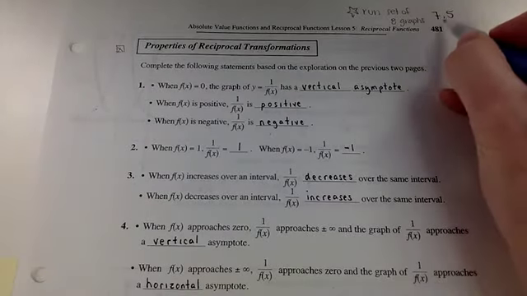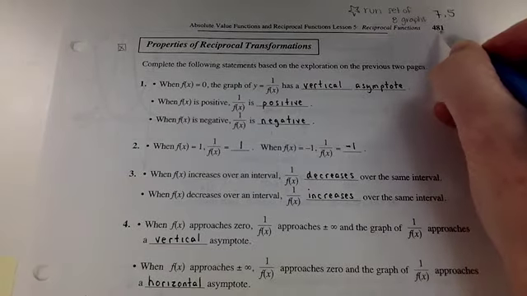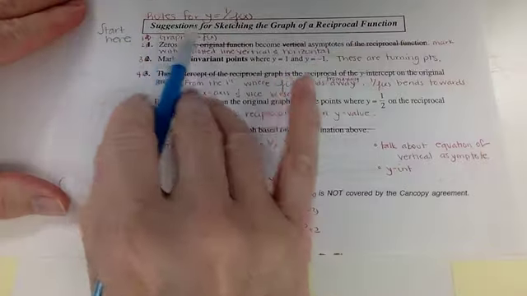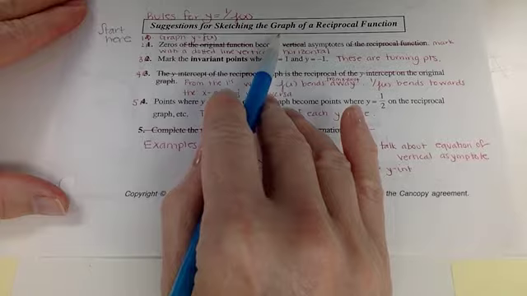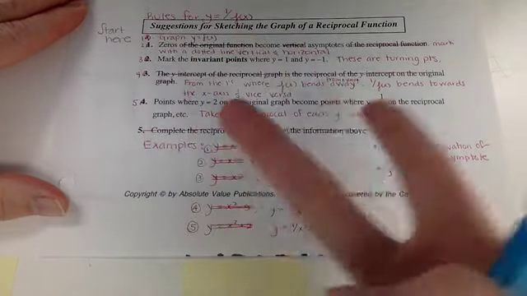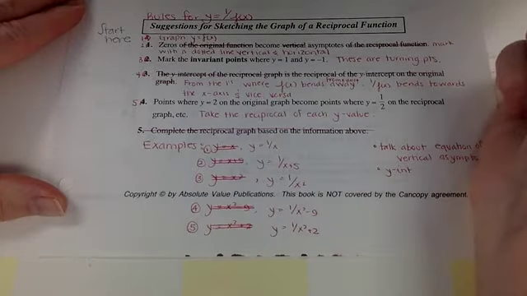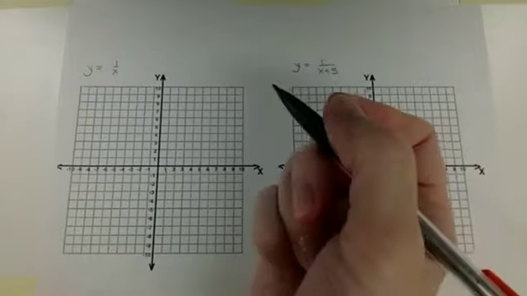This is section 7.5 and I couldn't find anything good online for this one, so we will just do this out of our book. This is page 481 is where we're starting, and at the bottom we will do the graphs for sketching the reciprocal function. Reciprocal, remember, just means the numerator and the denominator trade places. So if you had 2/3, the reciprocal would be 3/2.